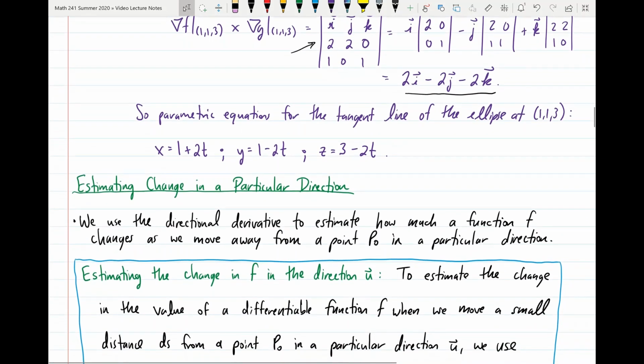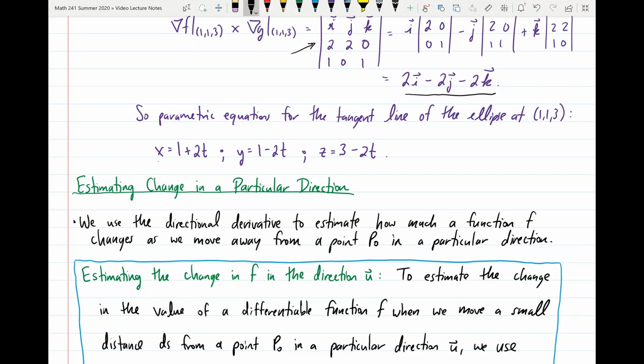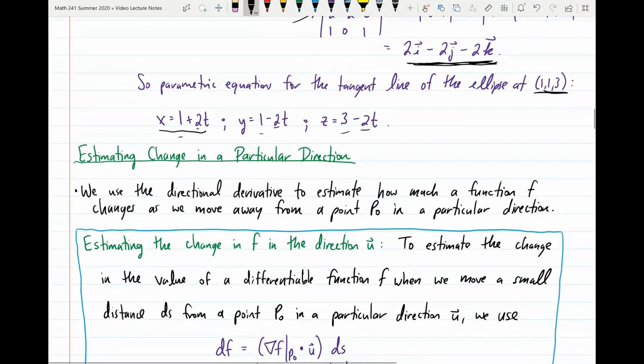The parametric equations will be given by x is equal to 1 plus 2t, y is equal to 1 minus 2t, and z is equal to 3 minus 2t. So here we're just using the equation for the line from chapter 12. So we have 1, 1, and 3 corresponding with our initial point here. And then we have the coefficients for t. We have 2, minus 2, and minus 2, and those coefficients are coming from the components of the vector that we just found to be parallel with our tangent line.